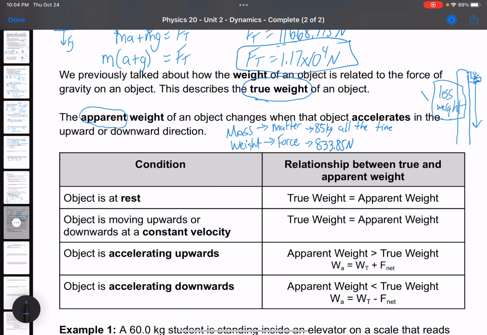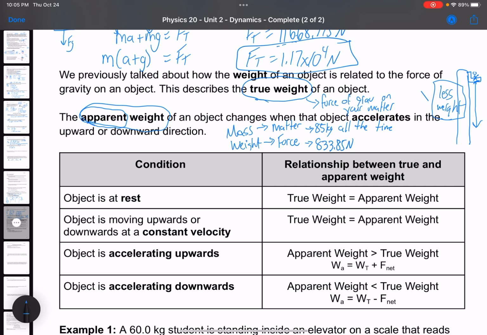So when things accelerate downwards, the apparent weight of the person, and we say apparent because your true weight represents the force of gravity on your matter. That's your true weight, but your apparent weight is your weight in different situations. So when something accelerates downwards, the apparent weight is going to be less than the true weight, because it's like that scale is almost falling out from underneath you.